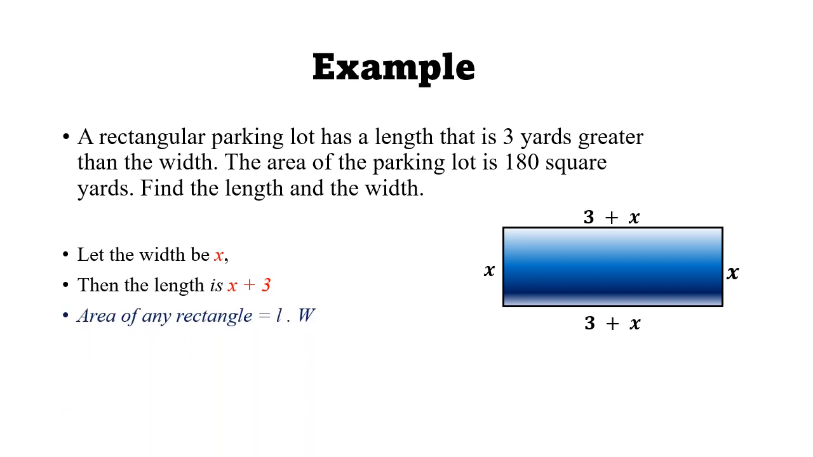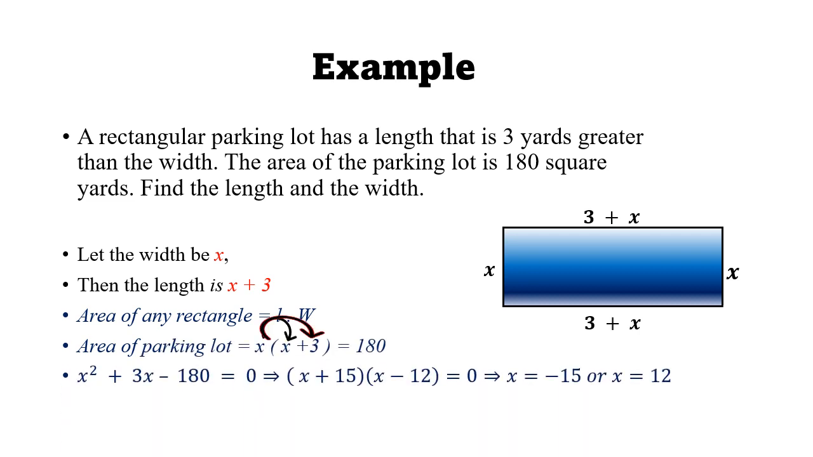And we know the area of any rectangle is length times width. We're going to substitute the L by x plus 3 and the width by x. Now we're going to distribute the x. We can factor this equation, and upon factoring and solving, we got x equal -15 or x equal 12. Since we're talking about dimensions, we can't accept a negative dimension. Therefore, we're going to take 12 as the value of x. Therefore, the width is 12 and the length is 15.